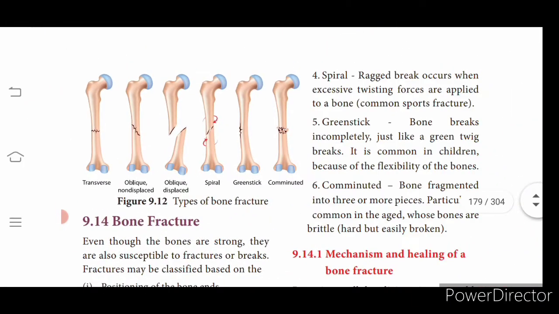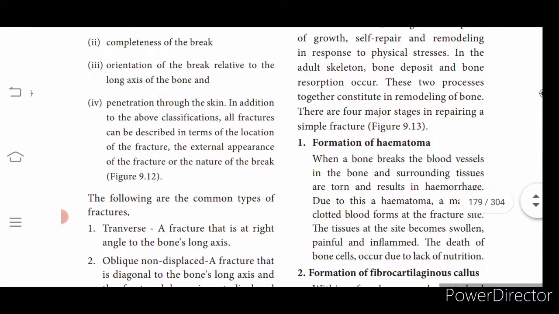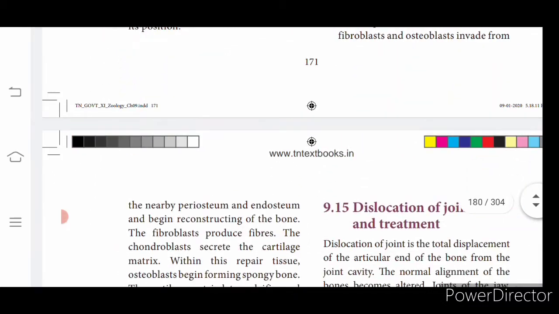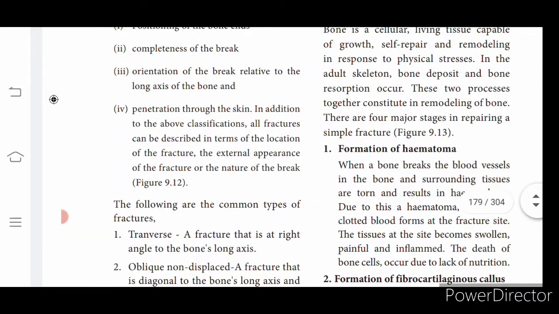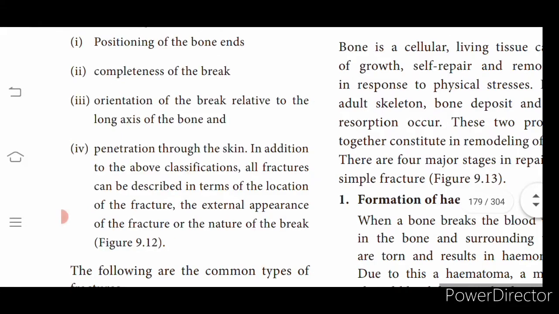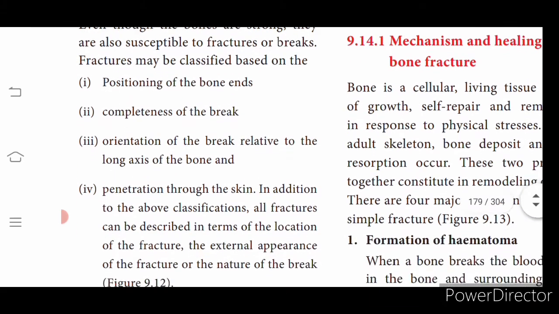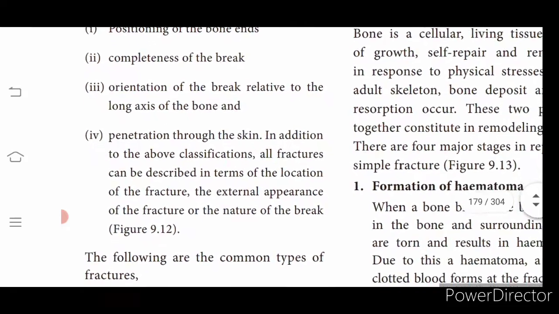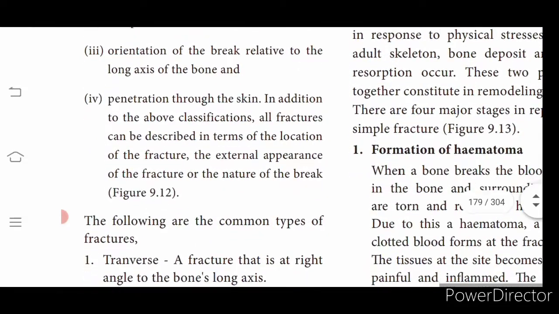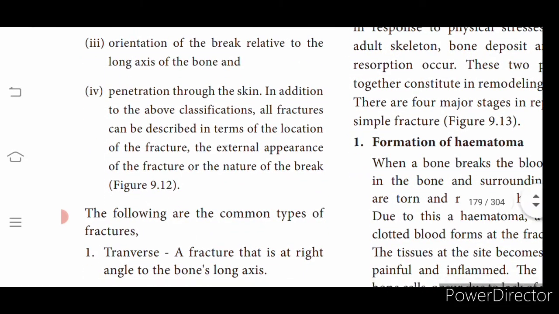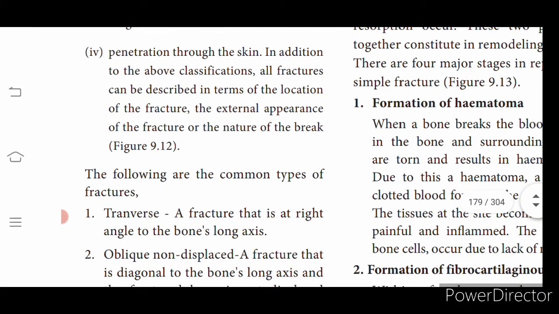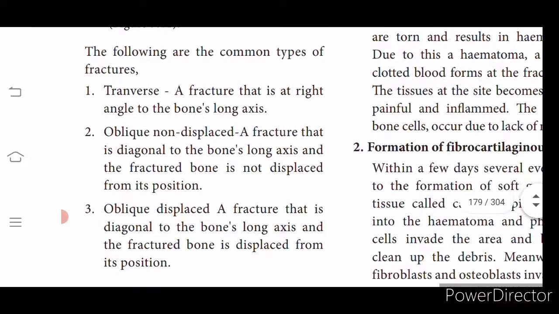Okay, so coming to bone fracture. As you know, bone can get broken and it can be treated by suitable methods. Bone fracture: even though the bones are strong, they are prone to breaking. Positioning of the bone ends, completeness of the break, orientation of the break relative to the long axis of the bone, and penetration to the skin. All these things are to be considered.